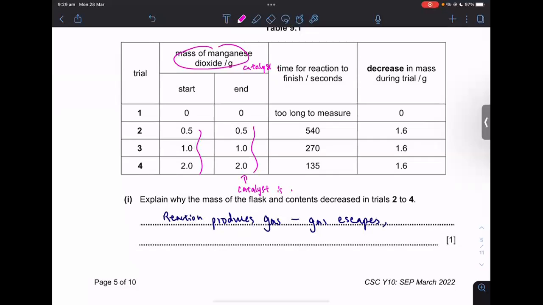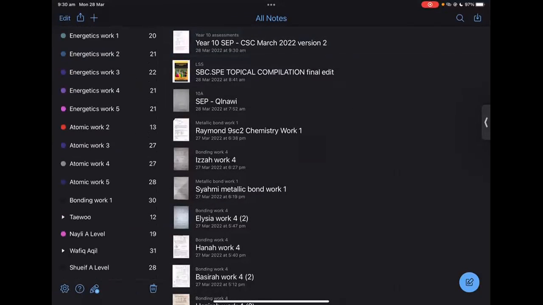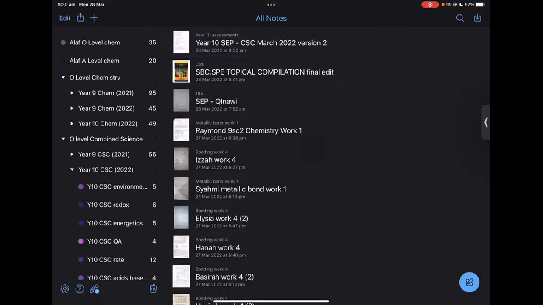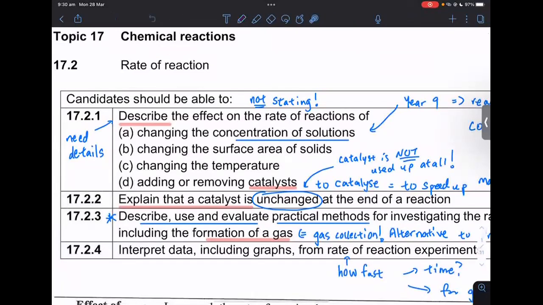According to the syllabus just now, Cambridge says candidates should be able to understand that a catalyst is not used up. What you put in is what you get out at the end of the reaction, because it is a catalyst, not a reactant. It does not react. It is not used up. Go back to the rate of reaction topic, because people do not believe me. I just need to go through the rate topic. This is from chemical reaction, rate of reaction. Candidates should be able to explain that a catalyst is unchanged.